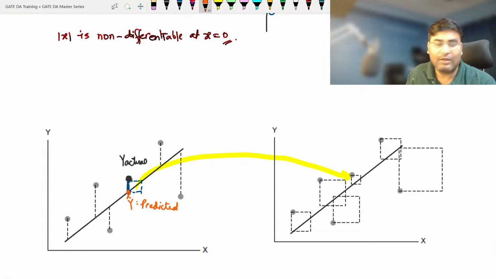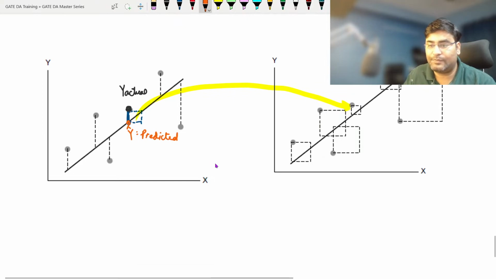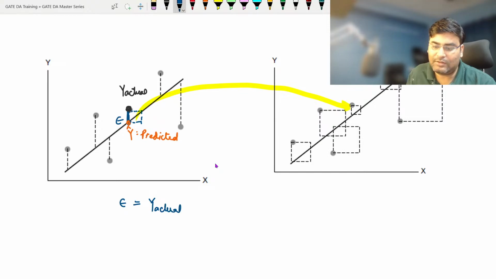Predicted. Now you tell me, if I want to find the square of the error, I have to subtract actual minus predicted. Do the maths. So let's say this error is epsilon, just hypothetically. It will be what? Y actual minus y predicted. Simple. Now, whether it is positive or not, you are going to do the square.